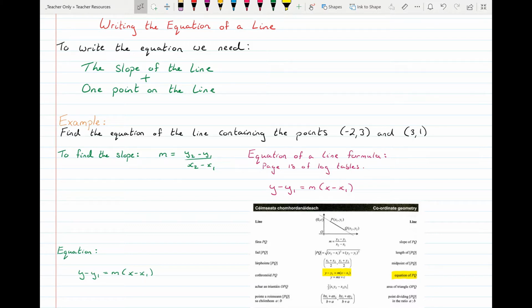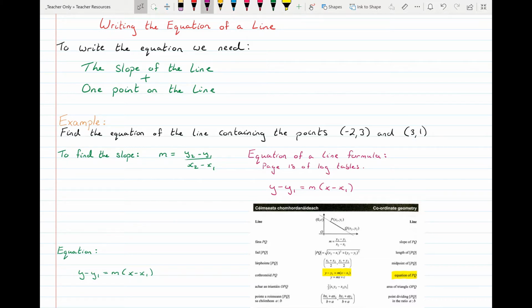I have an example here to find the equation of the line containing the points (-2, 3) and (3, 1). So they tell us 2 points on the line, and in order to write the equation, we need to know the slope and 1 point. So we don't know the slope yet, so we need to use our slope formula with our 2 points in order to find that. Write out your formula for slope, m equals y2 minus y1 over x2 minus x1.